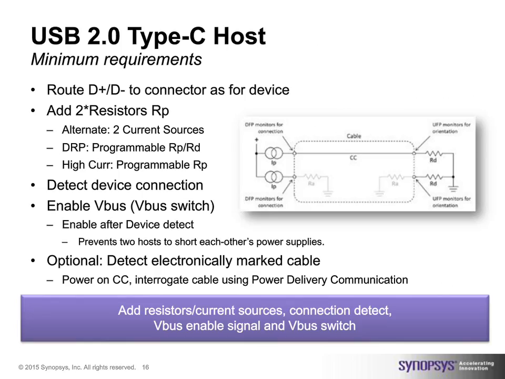You can also, as a host, but this is optional, not needed for a 2.0 host, detect an electronically marked cable. You interrogate the cable, and then you know if you can run higher current. And there are also cables that are accessories, but let's not get into that. The minimum requirements for a Type C host is to add the resistors or current sources, connection detection logic, have a VBus switch, and that's it.